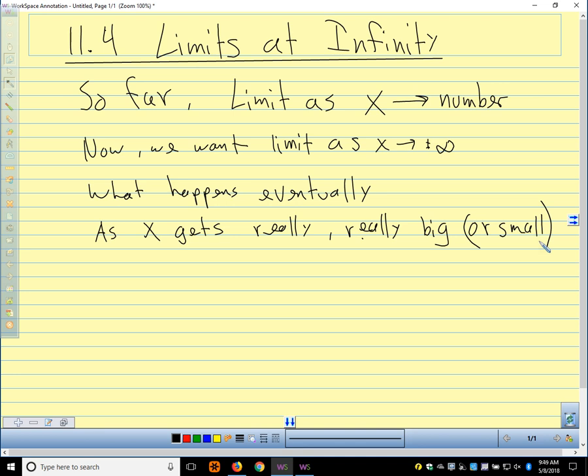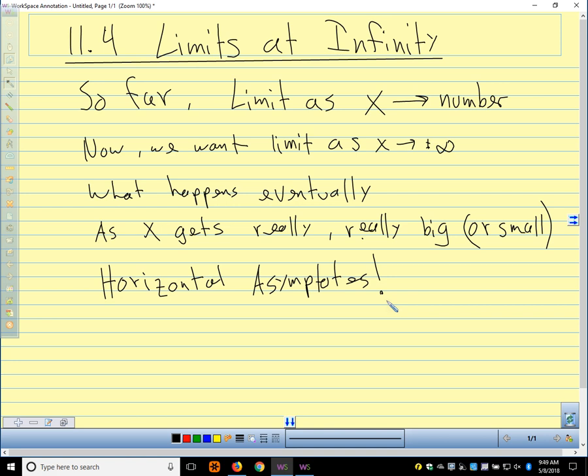What happens eventually? When did we talk about that before? What kind of asymptotes? Vertical would be our function approaching infinity. That's when we divide by 0. Horizontal asymptotes. This is asking us about horizontal asymptotes. So our limits as x approaches positive or negative infinity are the same thing as asking what is the horizontal asymptote of this function. That's what the limits at infinity are asking us about.